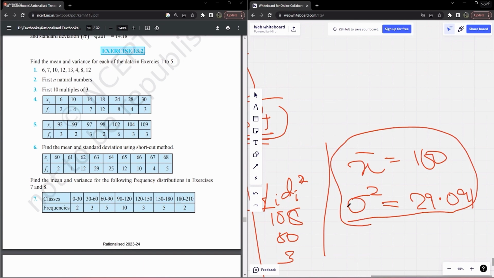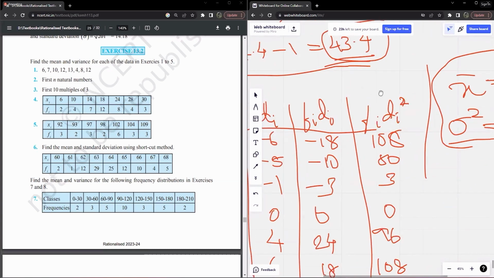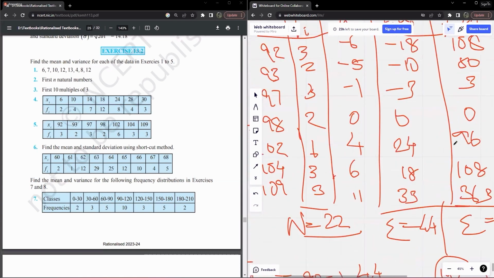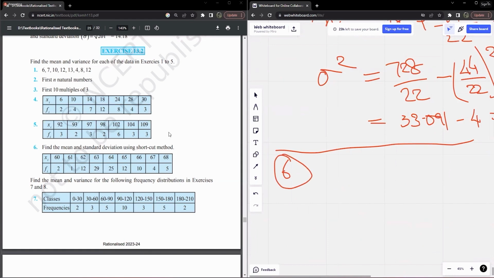All right. Fine. That finishes question number 5. Then go into question number 6. In question number 6, we have to find the mean and standard deviation using the shortcut. Right? We can't use any other method, we have to use the shortcut.